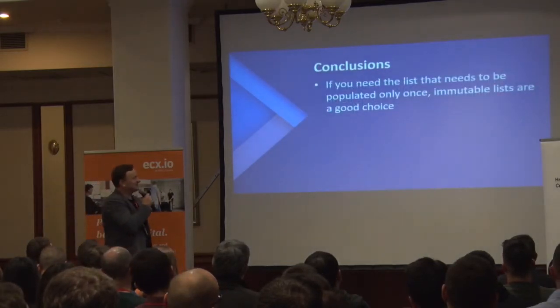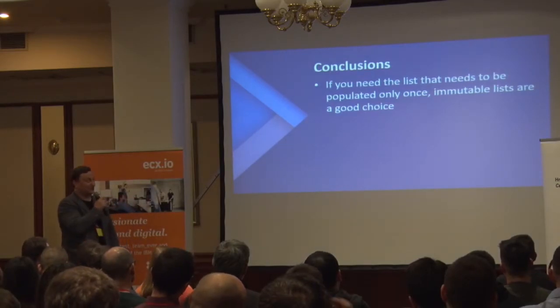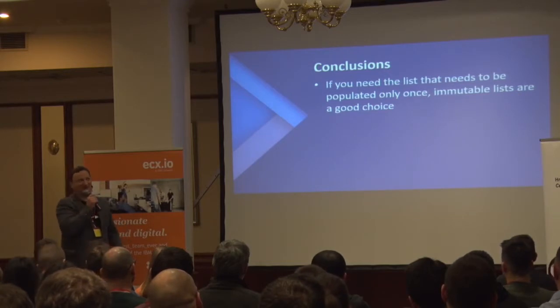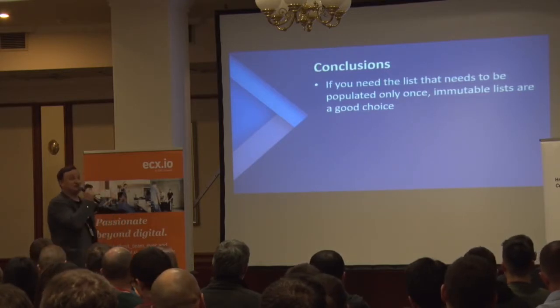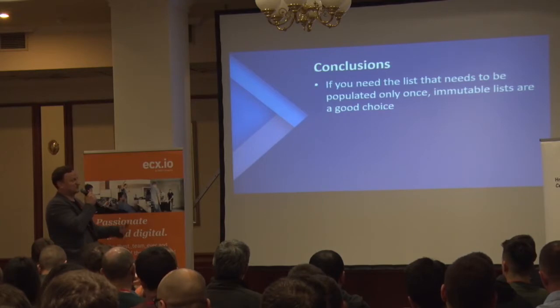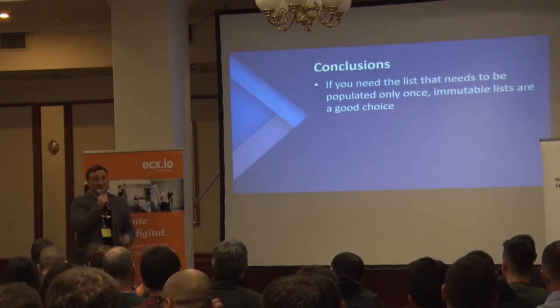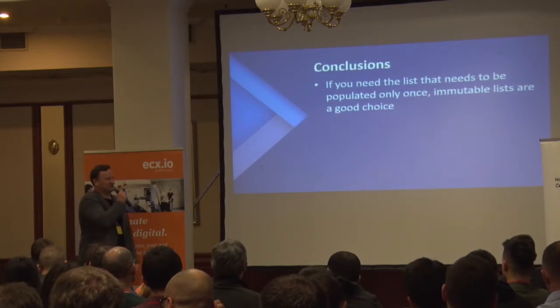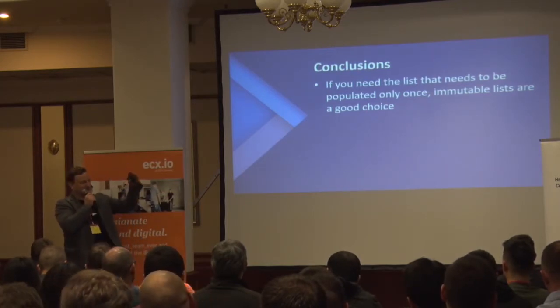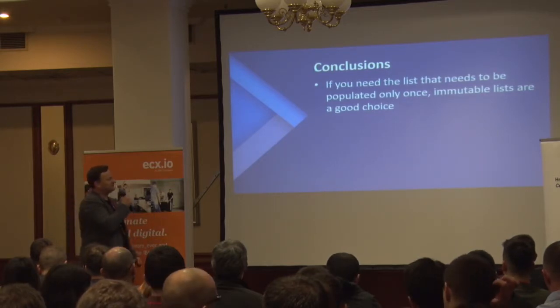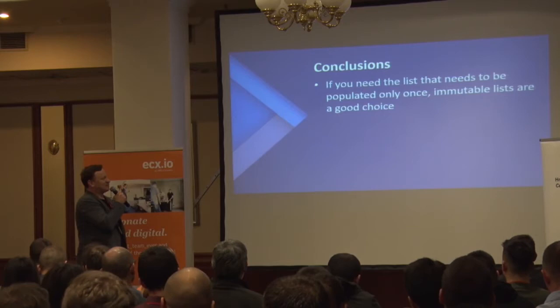If you need a list that is populated only once, without adding, removing, changing or sorting things, which is forbidden in that case, an immutable list can be a good choice. For example, very often in the real world you have code books, like a list of cities in Croatia. Do you change those values? Not really. But if you use them very often, you can use this approach.